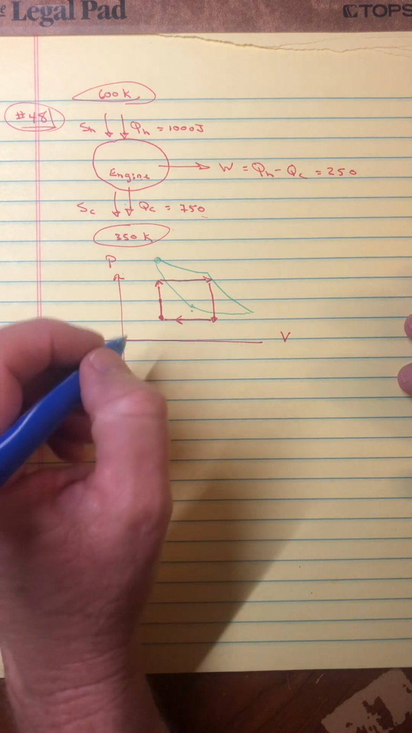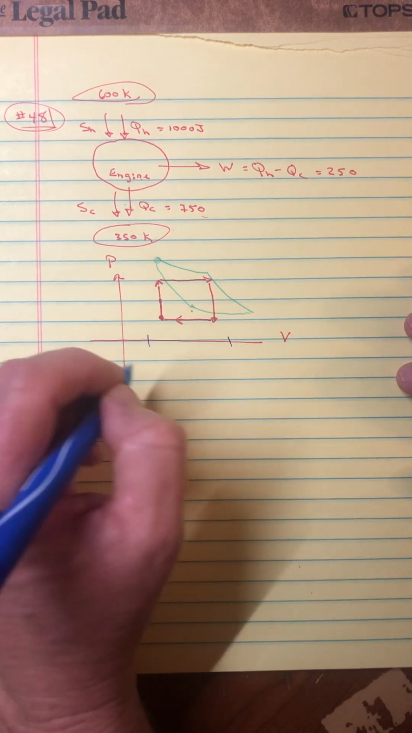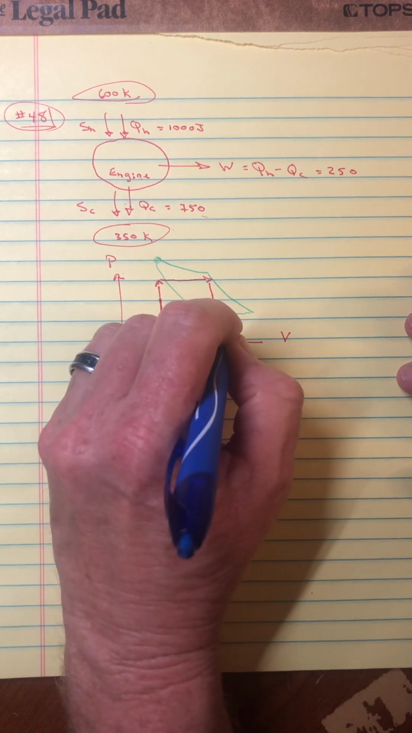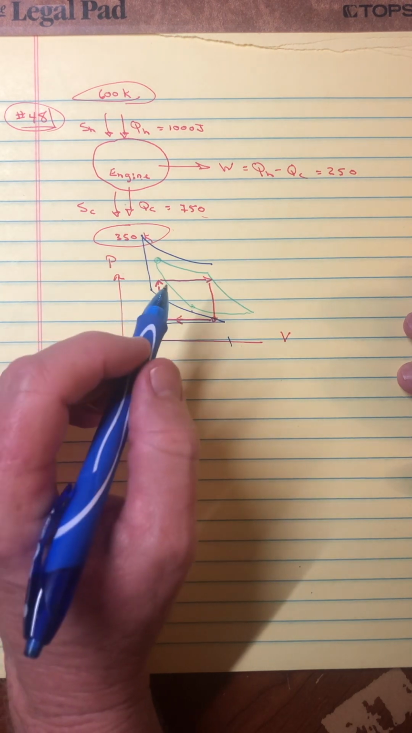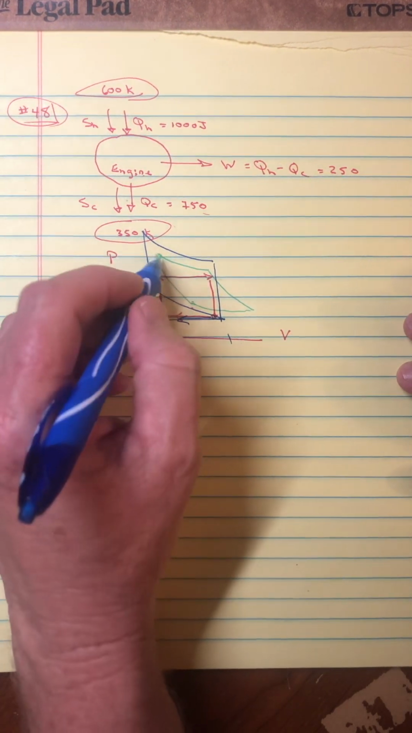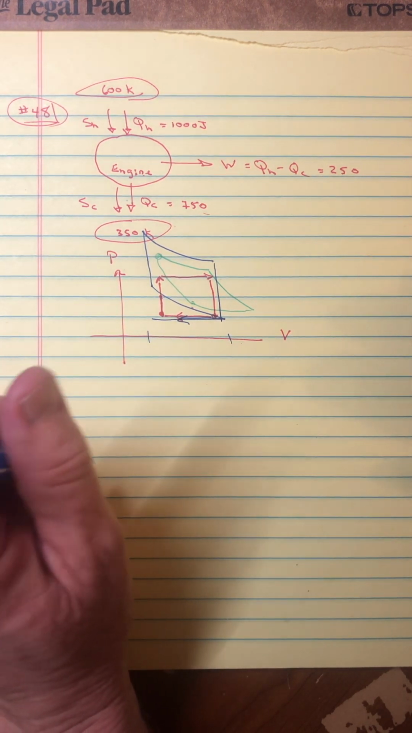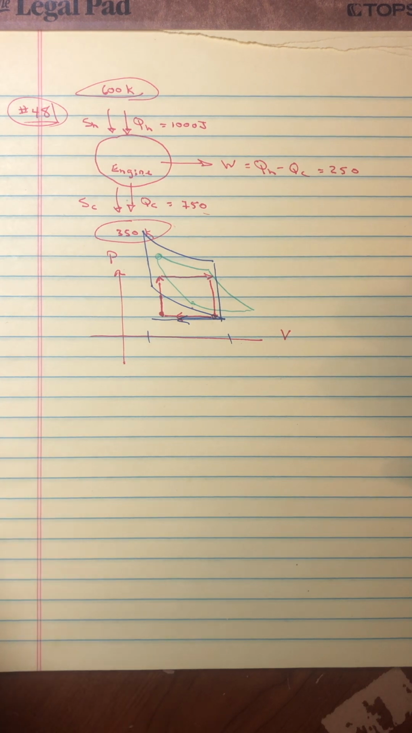We did the Otto cycle, where we'd have a small volume and a big volume, and so it would go adiabatic, isovolumetric, adiabatic, isovolumetric, and return. And so we'd have that blue diagram. It could be the diesel cycle.